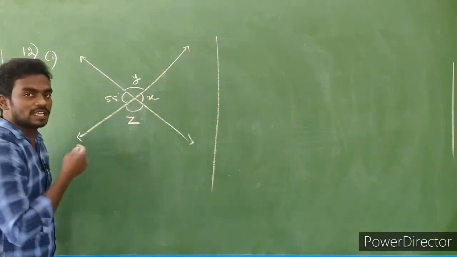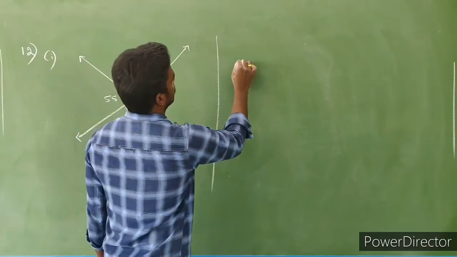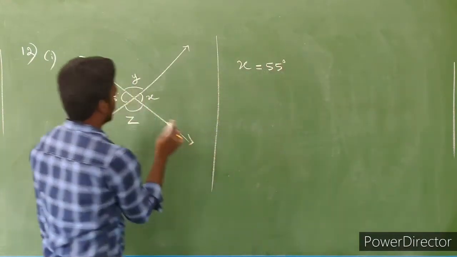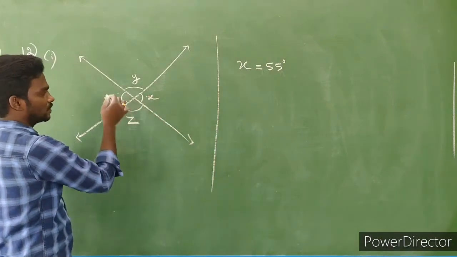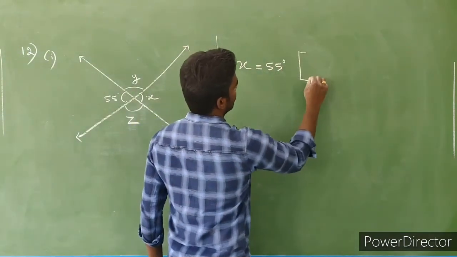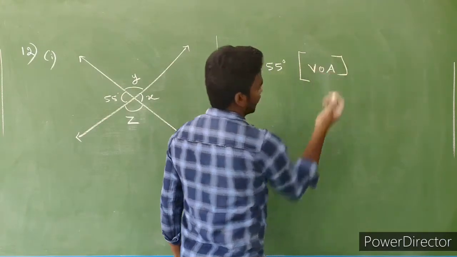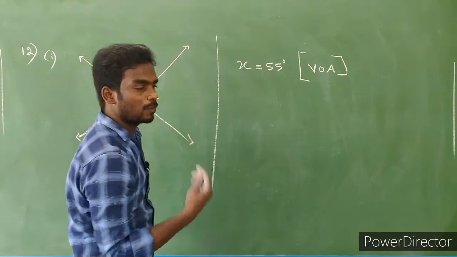Vertically opposite angles are equal in measure, right? So first X is equal to 55 degree. We can directly write the angle X is equal to 55 degree. By what condition? VOA, that means vertically opposite angles. These two angles are vertically opposite angles.